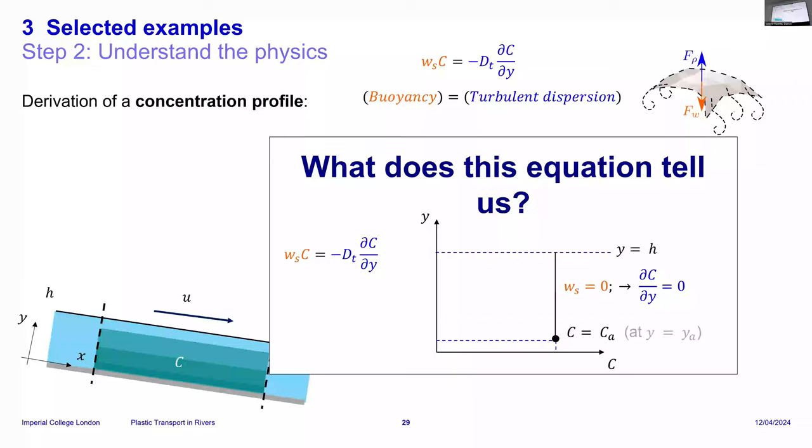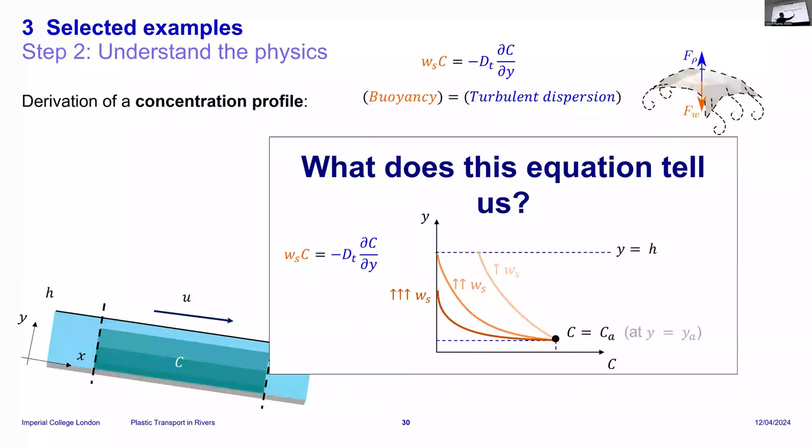Let's look a little bit more into the physics. What happens if the particles can settle? Well, if the particles can settle, they will tend to settle, obviously. So the higher the settling velocity, the steeper the gradient, and then concentration profiles will tend to look like this, depending on the settling velocity.